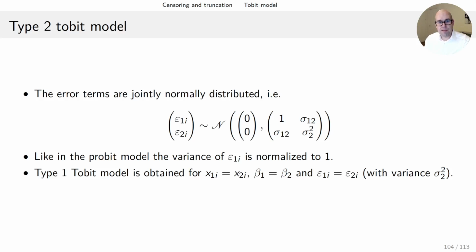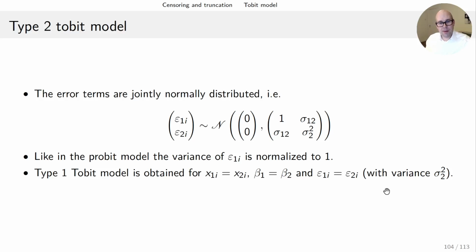We can also obtain back the type 1 Tobit model as a special case. So what we have to do for that is to, of course, impose that the x's are the same, the betas are the same, and that epsilon 1i is equal to epsilon 2i. And then what we have is that the variance would be epsilon 2 square.